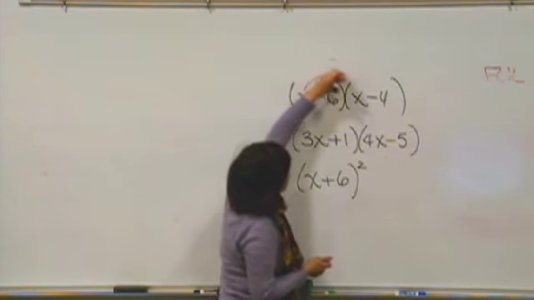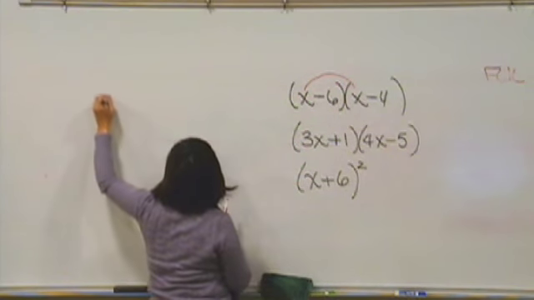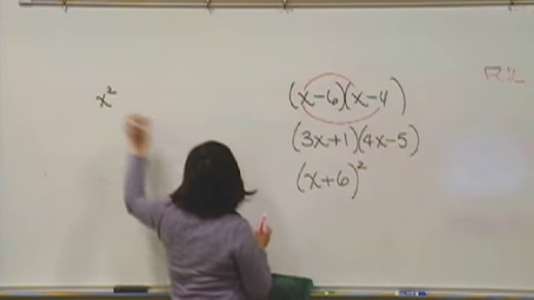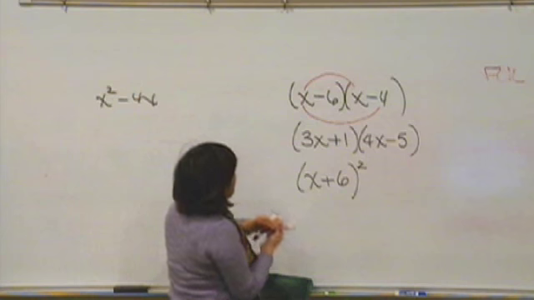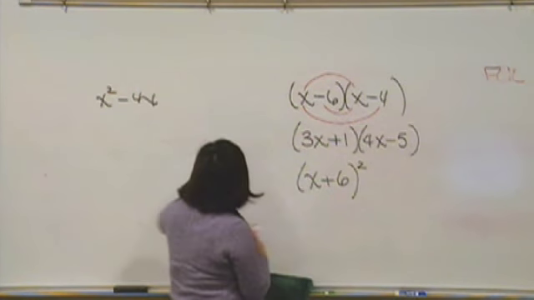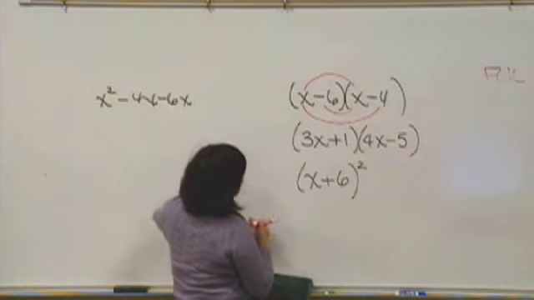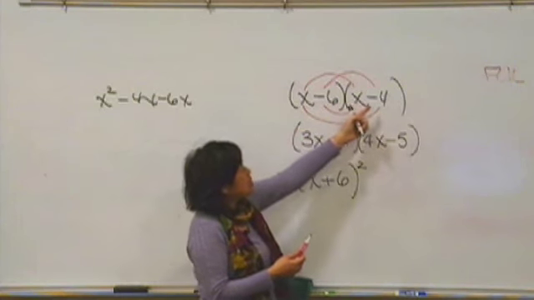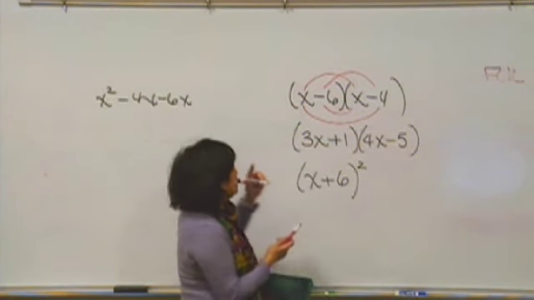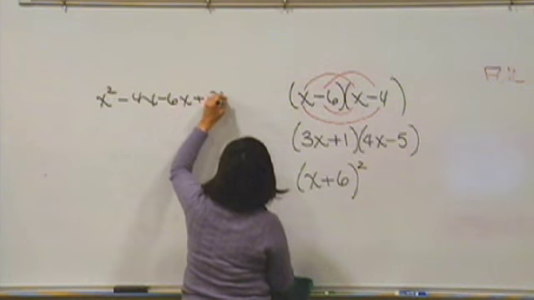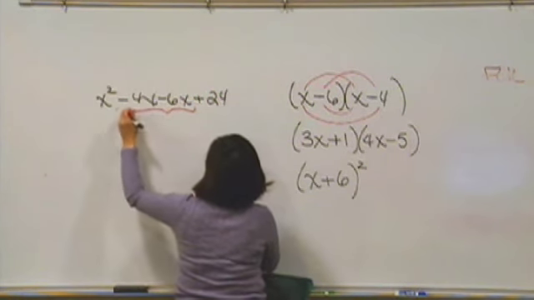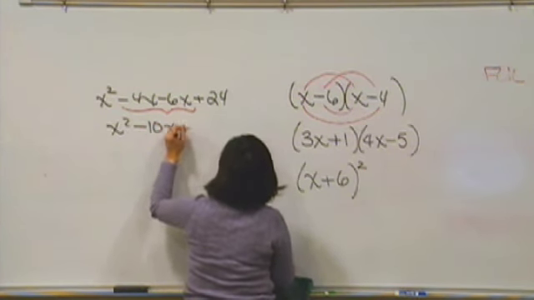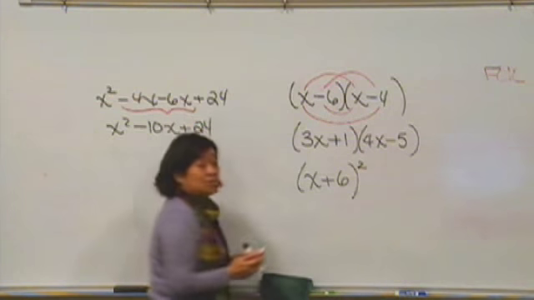On this one, we'll multiply the first ones together. X times x is x squared. We'll multiply the outside ones together, and that'll give us a negative 4x. We'll multiply the inside ones together. That'll give us a negative 6x. And finally, we'll multiply these last ones together. Now don't forget, it's a negative term times a negative term, so that's going to give us a positive 24. And in the end, check for similar terms, usually right here in the middle. We have x squared minus 10x plus 24. And so that's your answer for the first one.